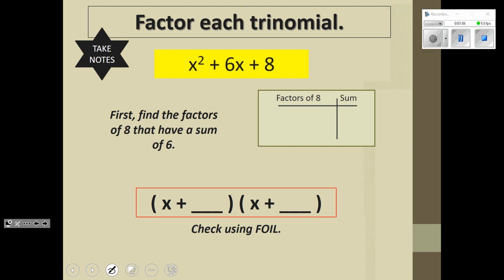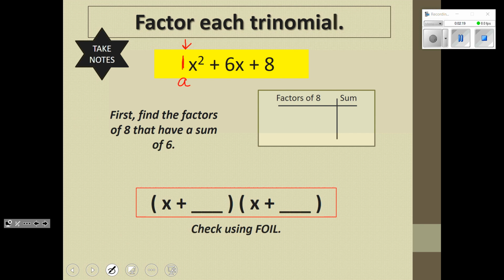Here we have our quadratic trinomial. We have three terms. The leading coefficient is a 1. There's a 1 in front of the x squared. Now when you have this in standard form, you always have the x squared term first, and then you order them from highest exponent to lowest exponent. So this one is in standard form.